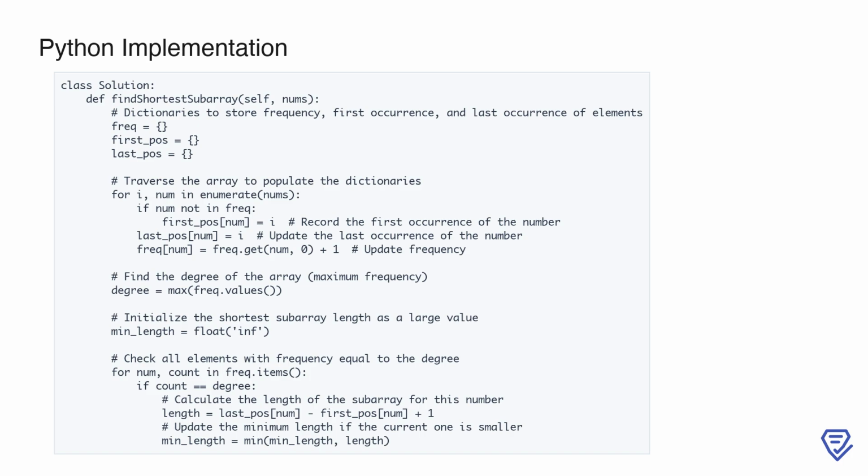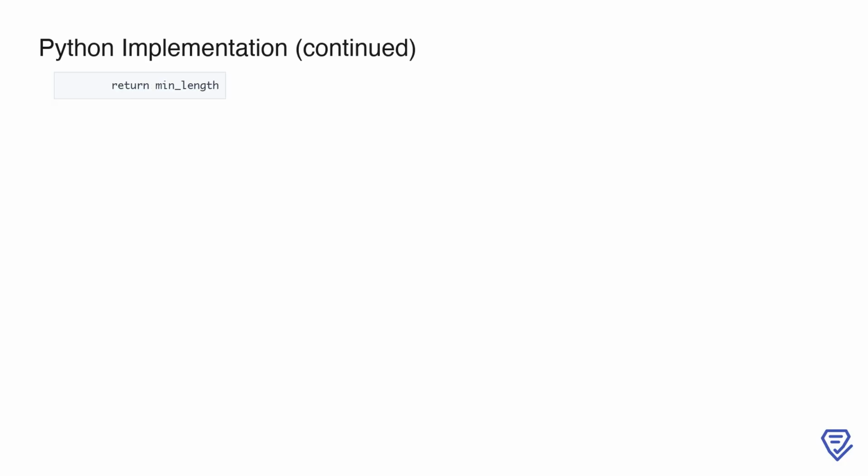If the frequency of a number matches the degree, we calculate the length of the subarray between its first and last occurrences. If this length is smaller than the current min_length, we update min_length with the new value. Finally, the function returns min_length, which holds the length of the shortest subarray that has the same degree as the original array. This is the result of our computation.